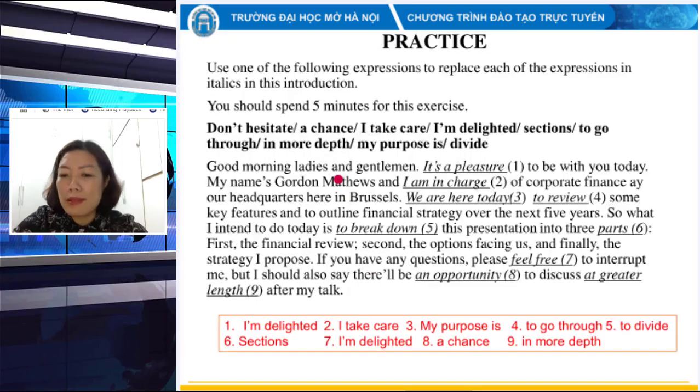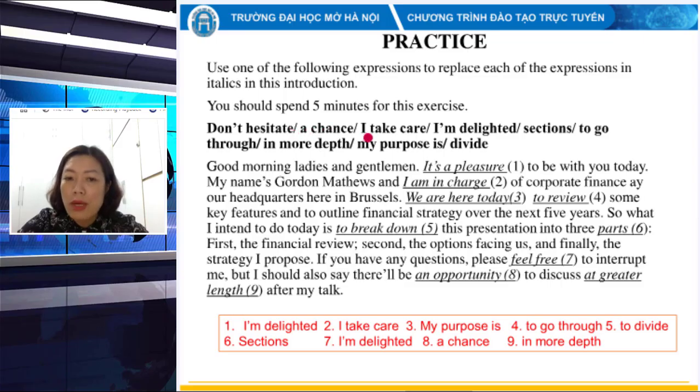How about the next one? How about the second one? The second one here, you can see the sample introduction, and they would like you to use the phrases in bold here instead of the phrases in italics. For example, you say, good morning, ladies and gentlemen. Instead of saying, it's a pleasure to be here with you today, you can use, I'm delighted to be here with you today. My name is Gordon Matthews.